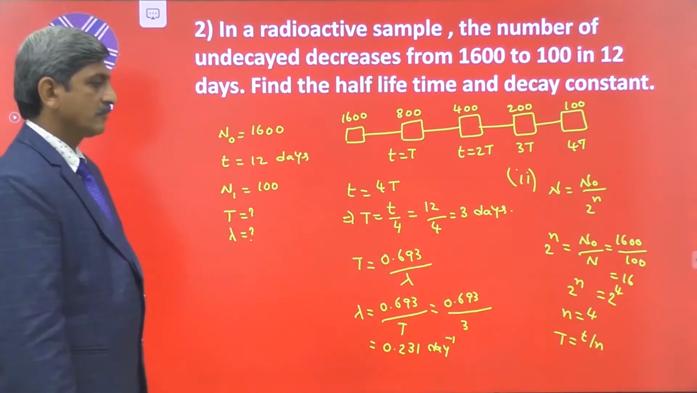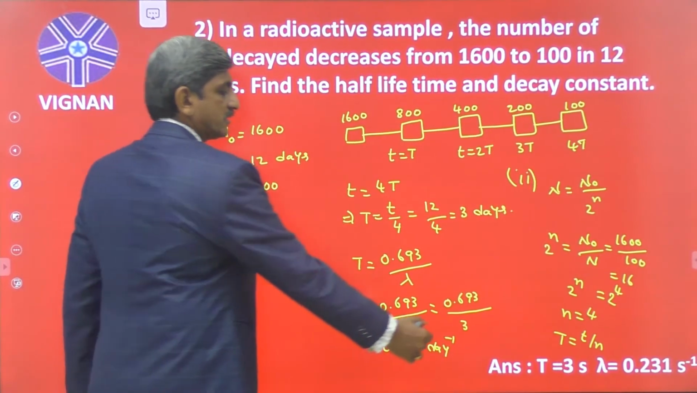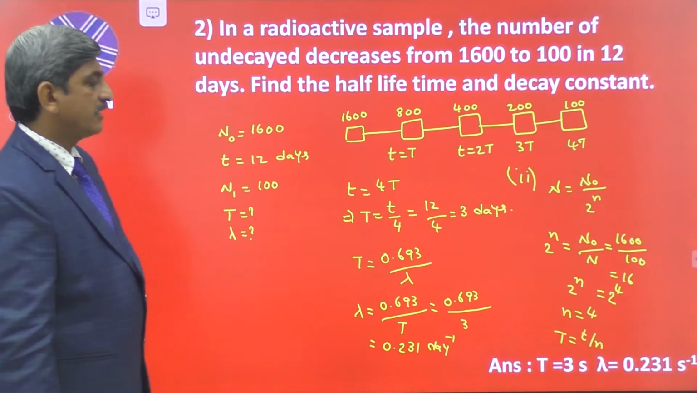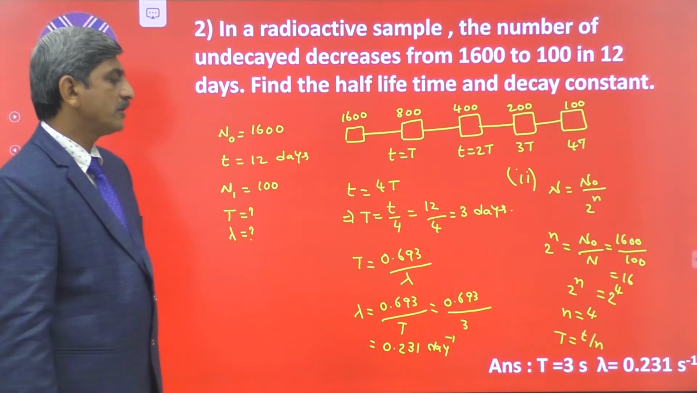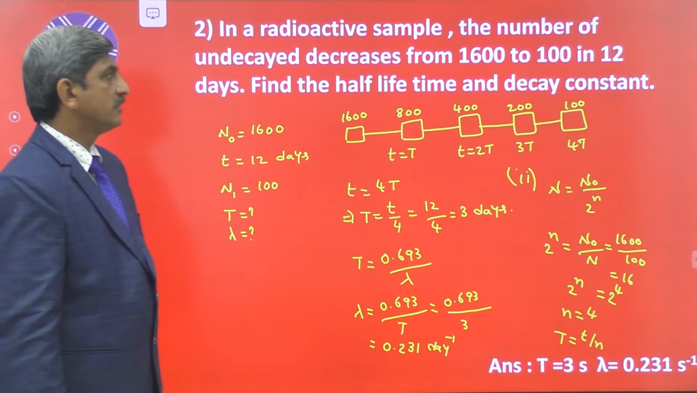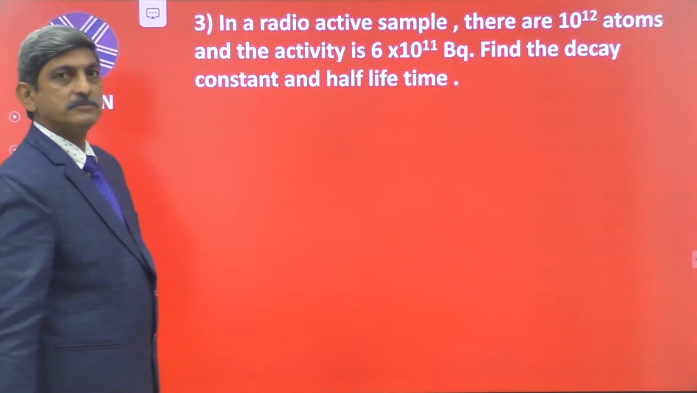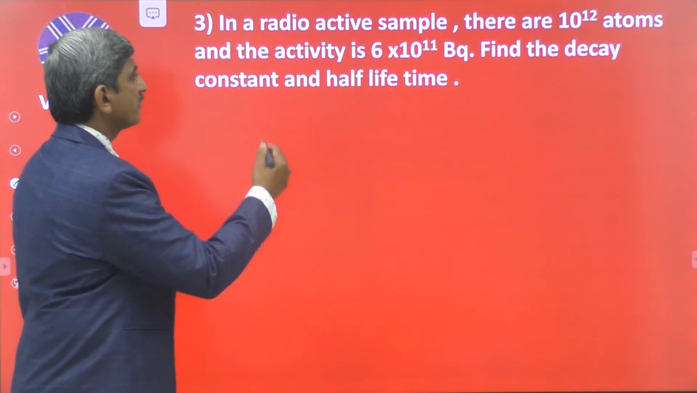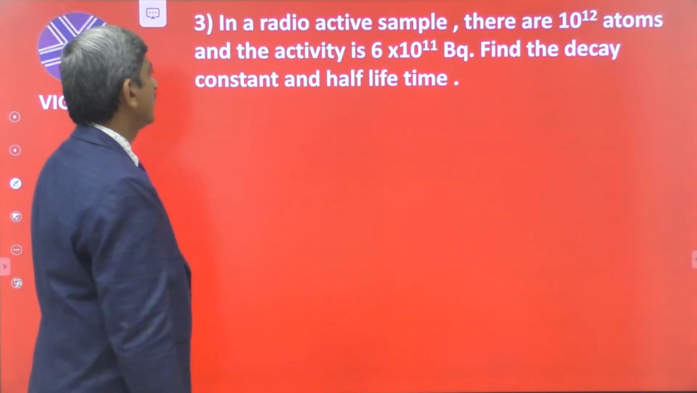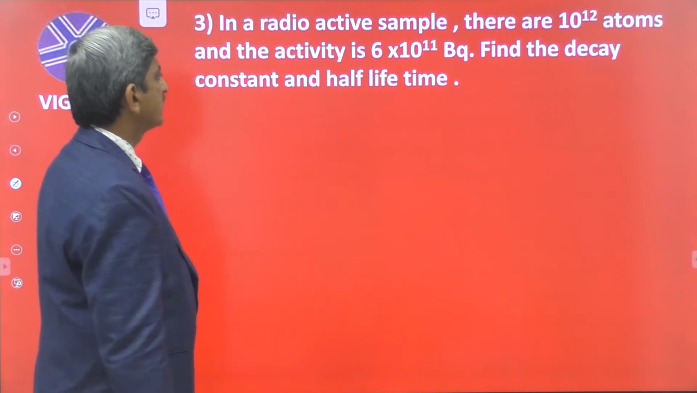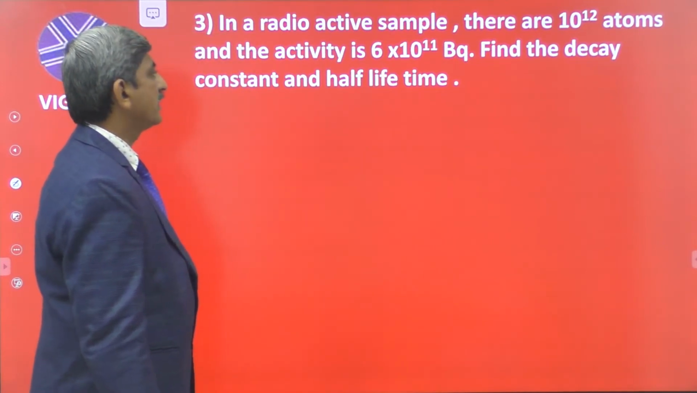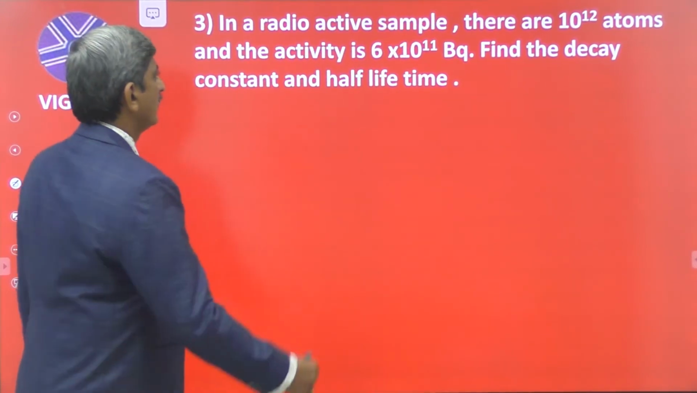The answer is half lifetime is equal to 3 days and the decay constant lambda is equal to 0.231 day inverse. Come to the next problem. In a radioactive sample, there are 10 to the power of 12 atoms and the activity is 6 into 10 to the power of 11 becquerels. Find the decay constant and half-life time.